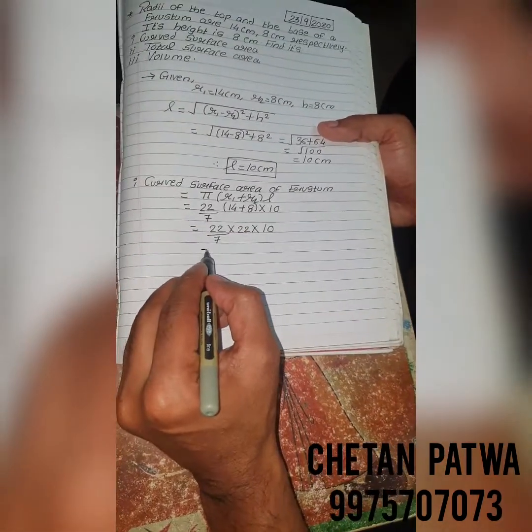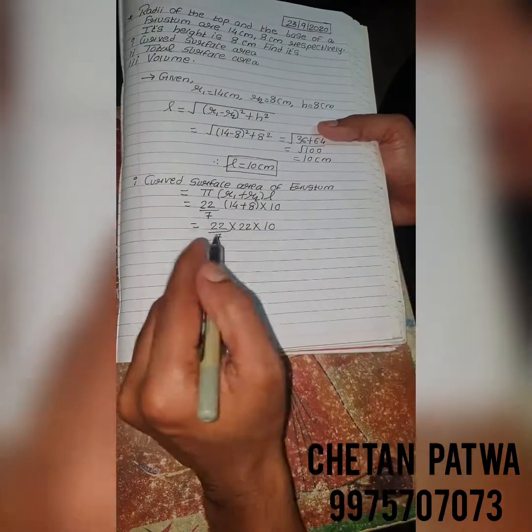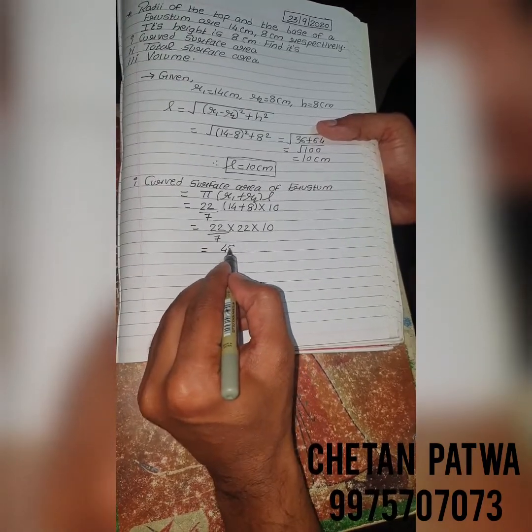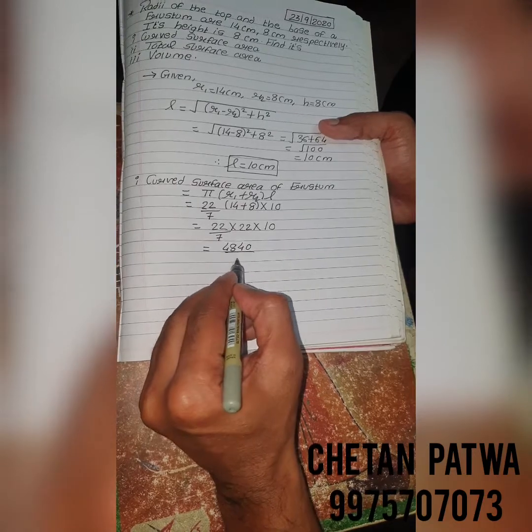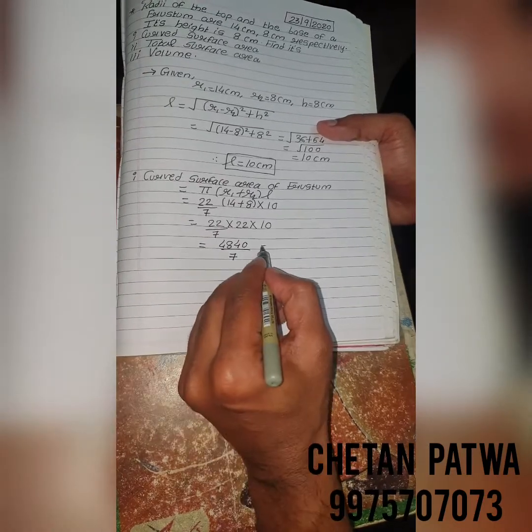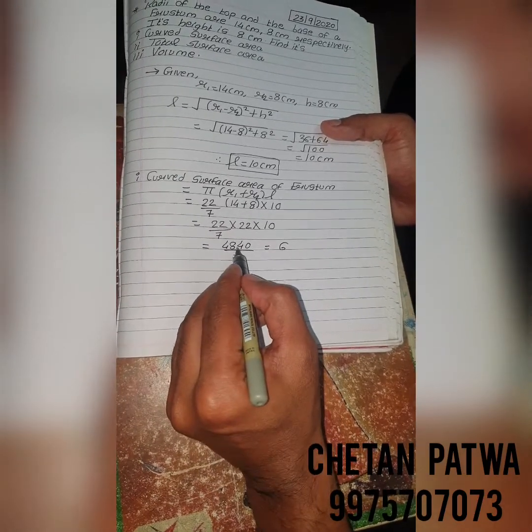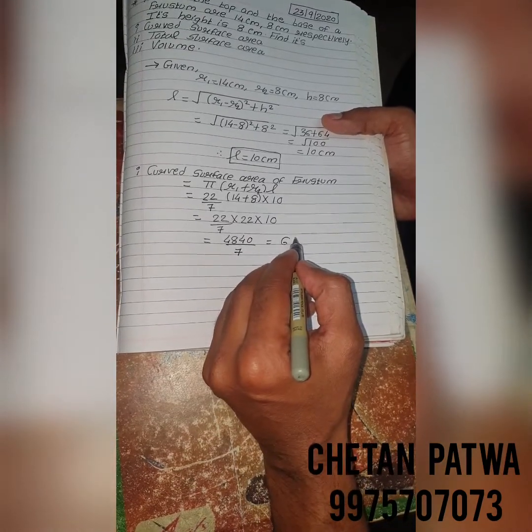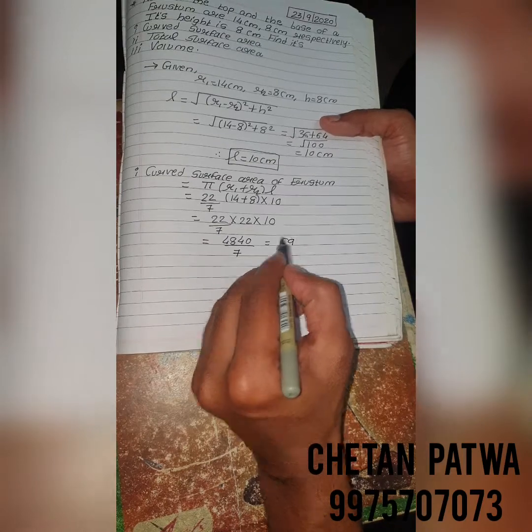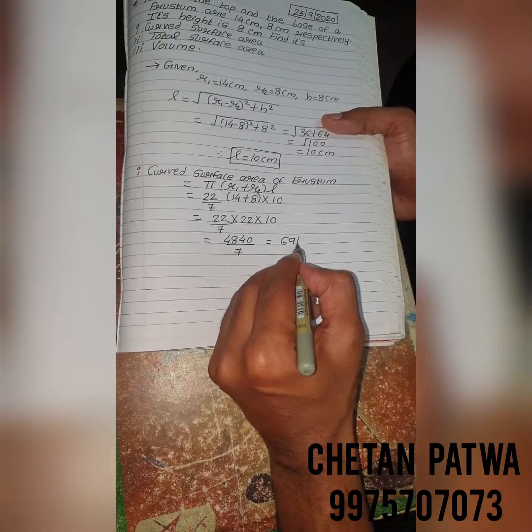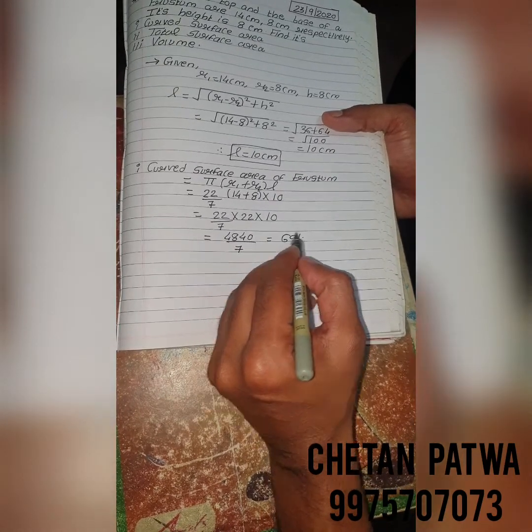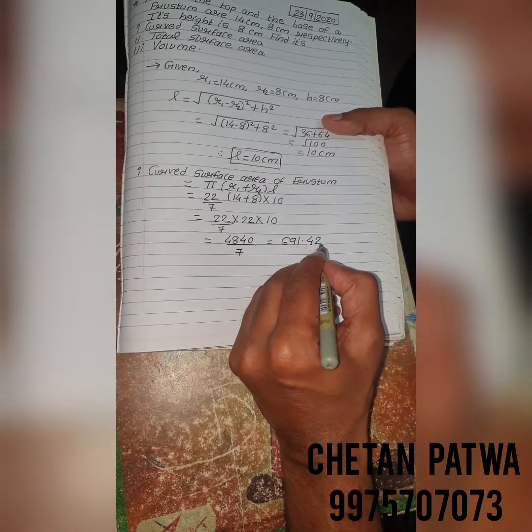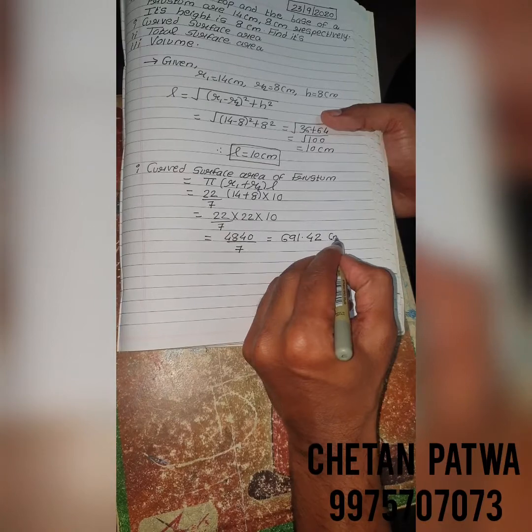That is equal to, now 22 into 22, 484. 484 into 10, 4840 upon 7. Let's divide it. 7 6s are 42, 64. 7 8s are 56, 7 9s are 63. 10, 7 1s are 7, 3, 7 4s are 28, 2, 7 2s are 14. So the curved surface area is 691.4 centimeter square.